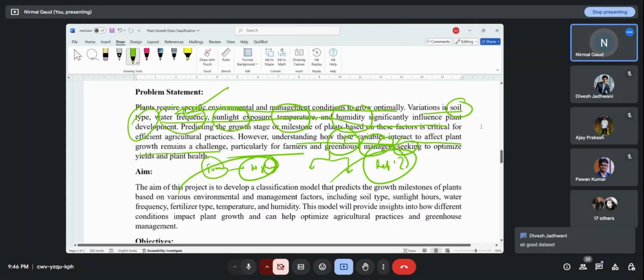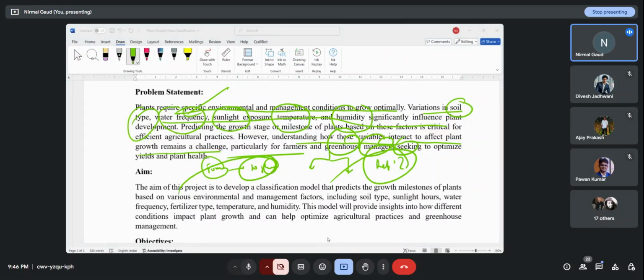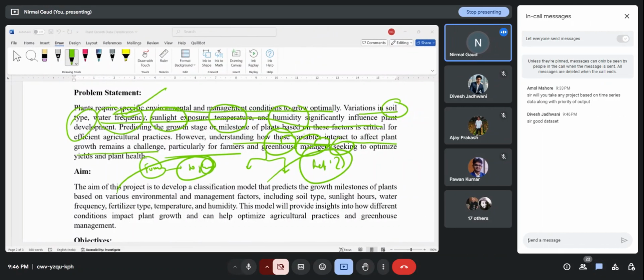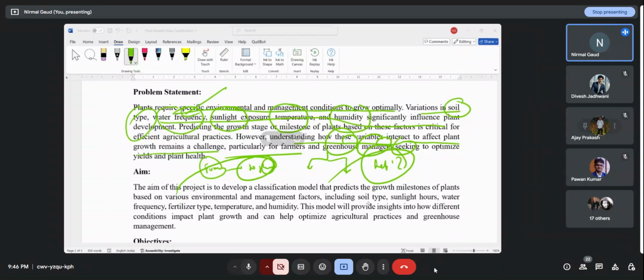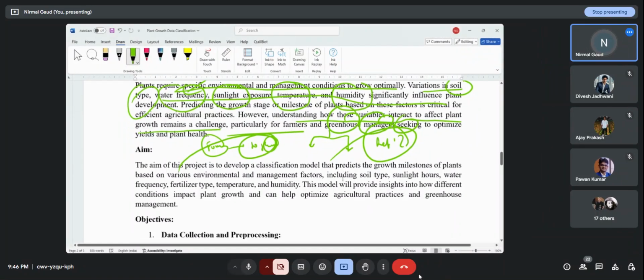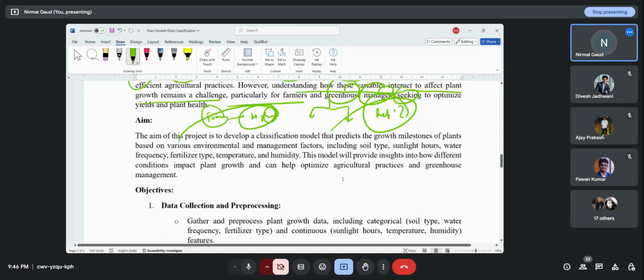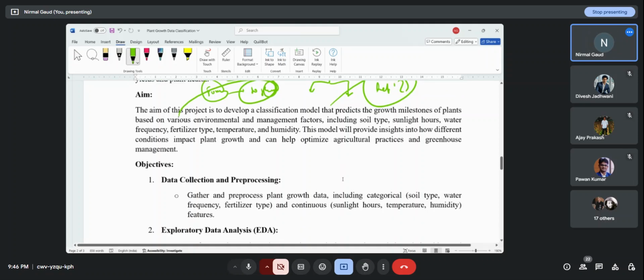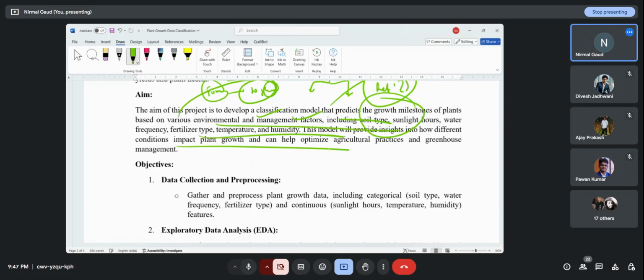So we are going to develop the classification model for it. Any doubt, please let me know if you have any question. So the data set is good, and yes, we have many things to learn over this particular data set. The aim is to develop a classification model that predicts the growth of the plant by facing these challenges. And what we are going to do, we very well know.